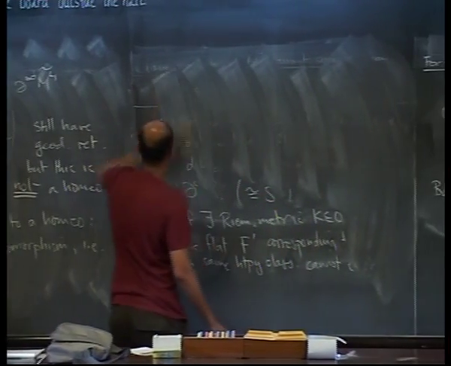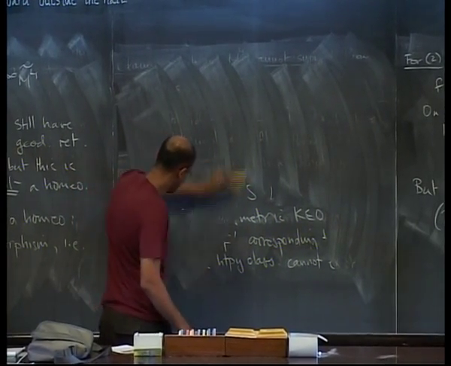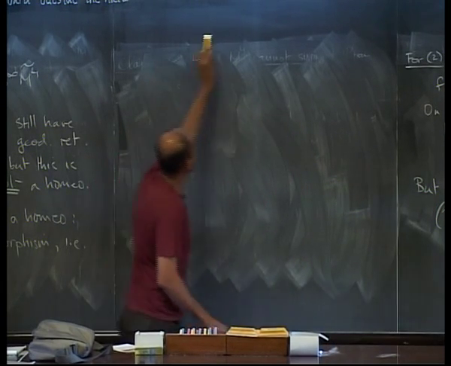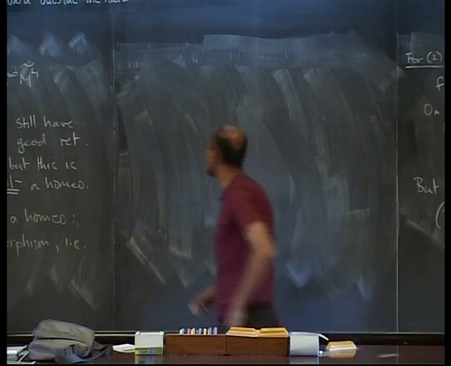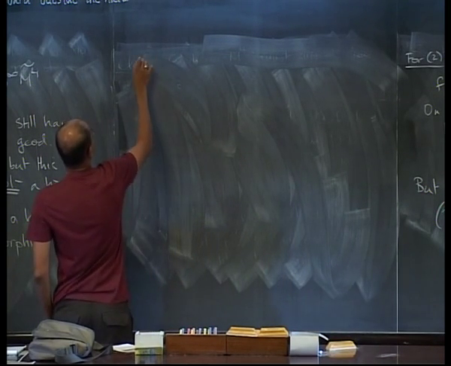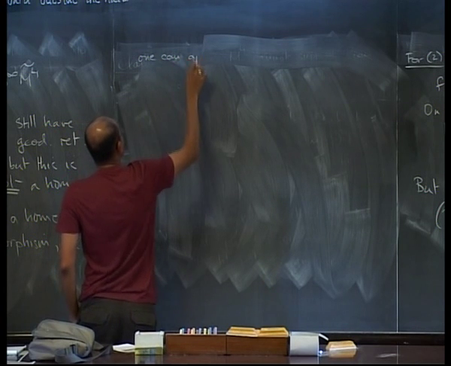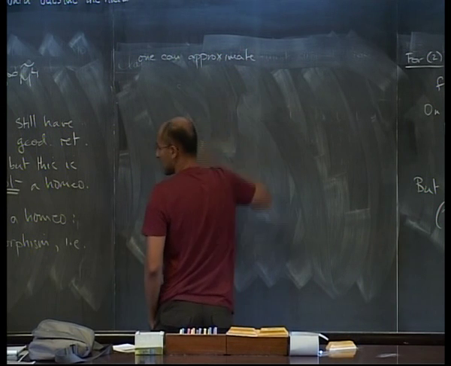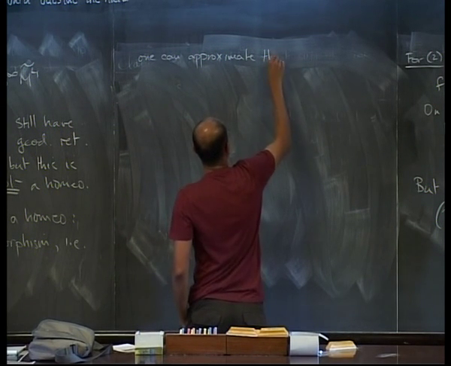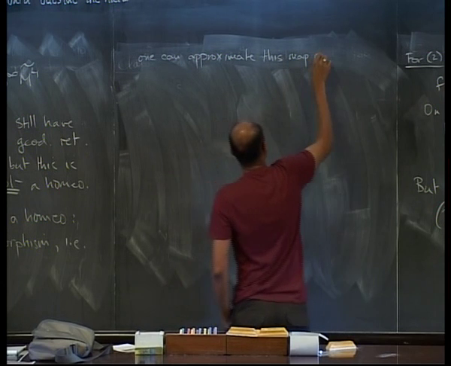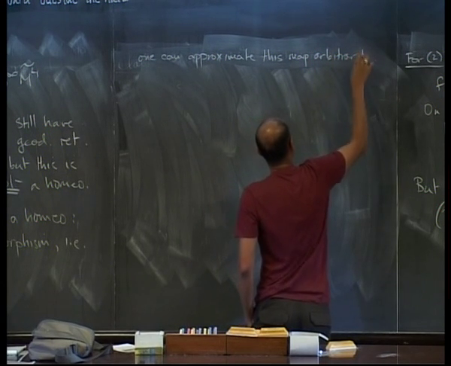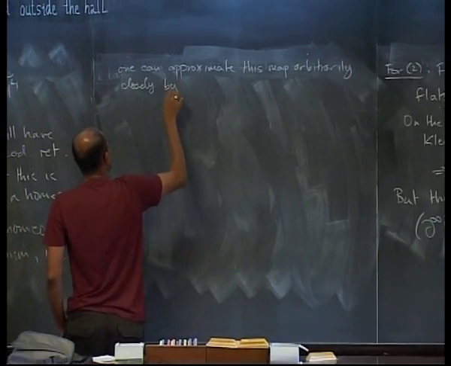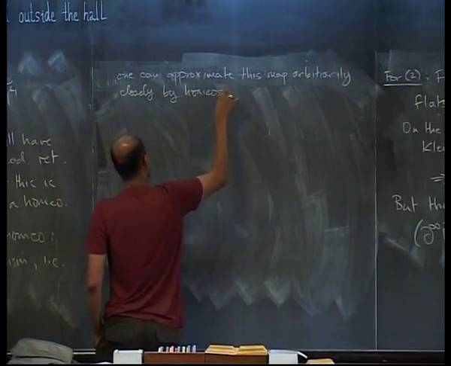So one can approximate this map arbitrarily closely by homeos.